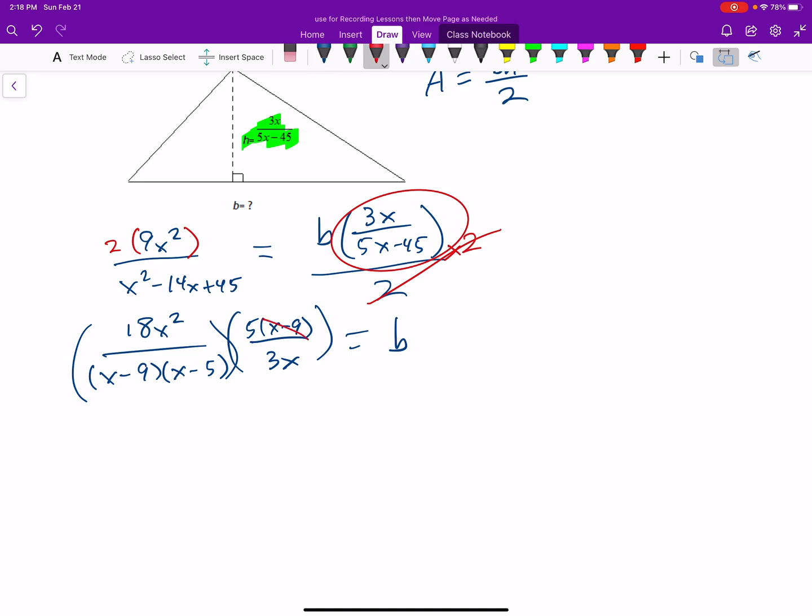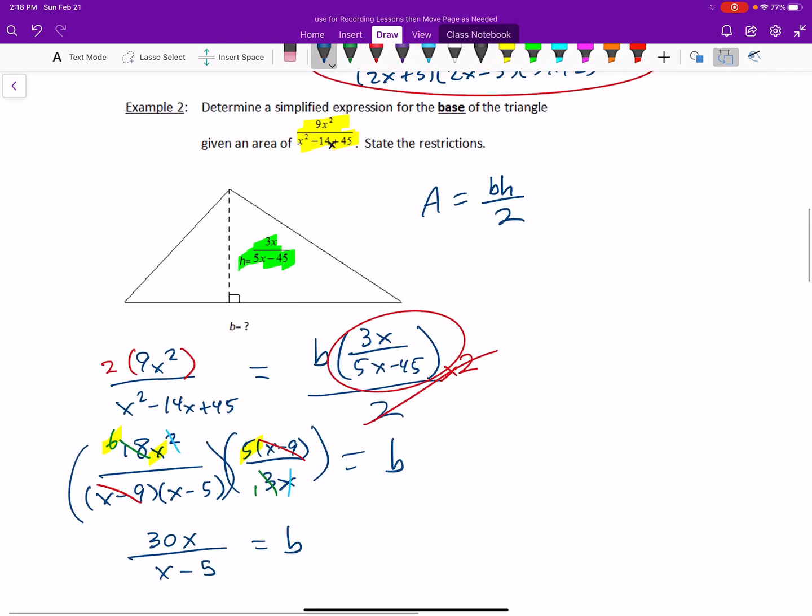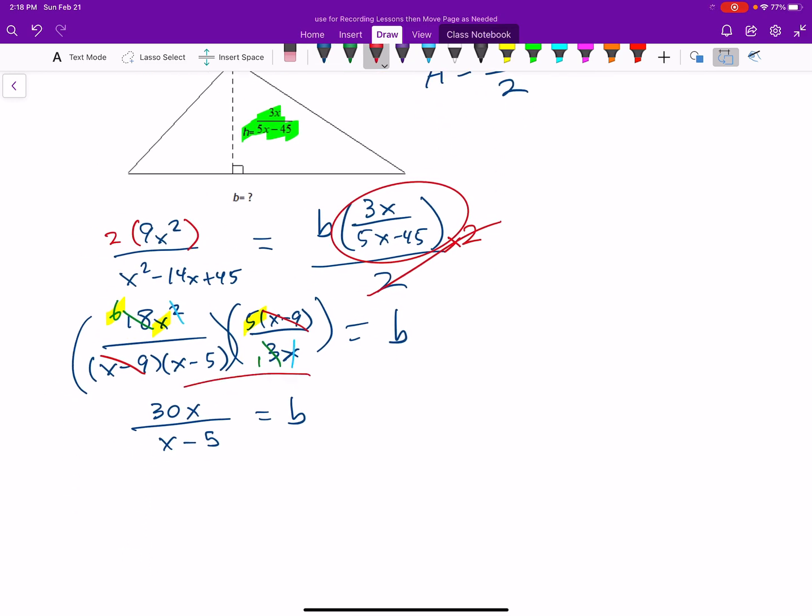Look at this here. I can cross out this x minus 9 and this x minus 9, anything in the numerator with anything in the denominator. I can reduce: 3 goes into itself once and 18 six times. And x goes into itself and it cancels one of the x's on the top. And so what I'm left with when I multiply it all together is I've still got this 6 and this 5 that I have to multiply together and this x, right? So that's going to give me a 30x in the numerator. And in the denominator, all that's left is x minus 5. And that's what's equal to b. That's the expression for the base. Question answered.